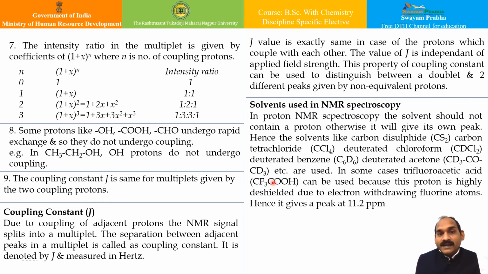Now, the area under the peak, or the intensity of that particular peak, gives the relative number of protons in each group, and that is the vital information that one can get from the NMR spectrum. Similarly, the splitting pattern gives information about the number of adjacent protons, and this is how NMR spectroscopy can be used in many aspects.